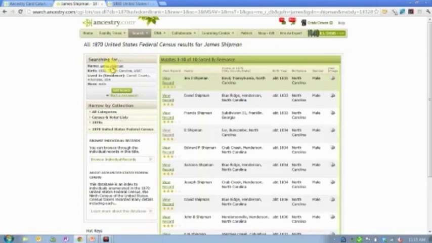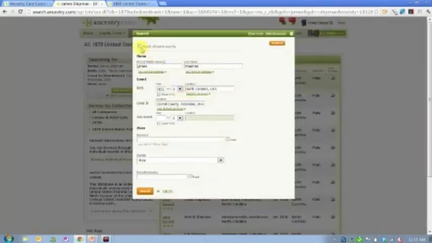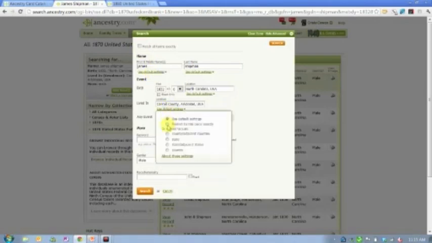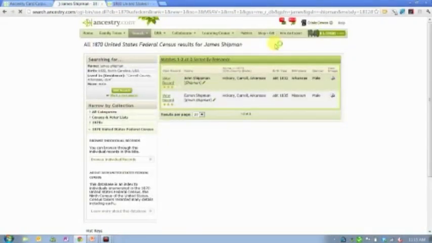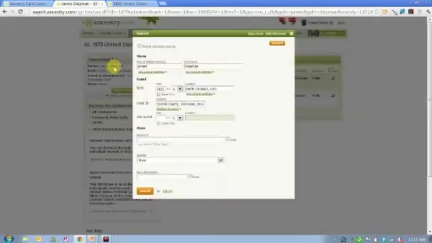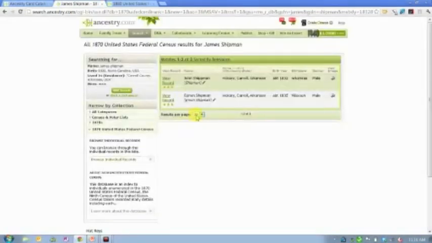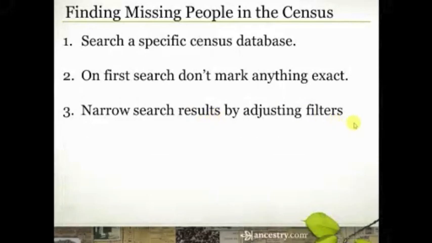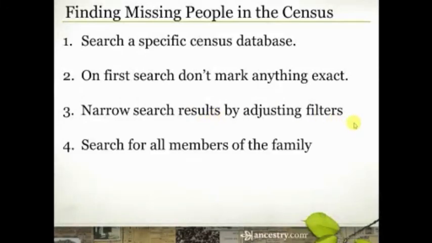If this doesn't give me what I'm looking for, maybe I'm going to set everything back to default, and maybe I'm only going to look for people who are living in this place, right? So again, what I'm doing is, with my set of information here, I'm just adjusting the filters by field one at a time to see what different search results that returns me, okay? Next, what I might do is search for all members of a family in a specific location.